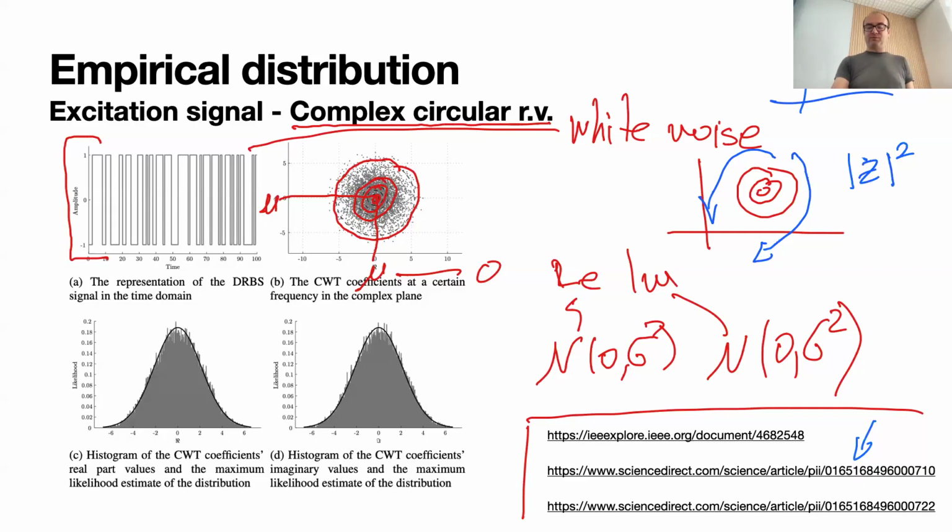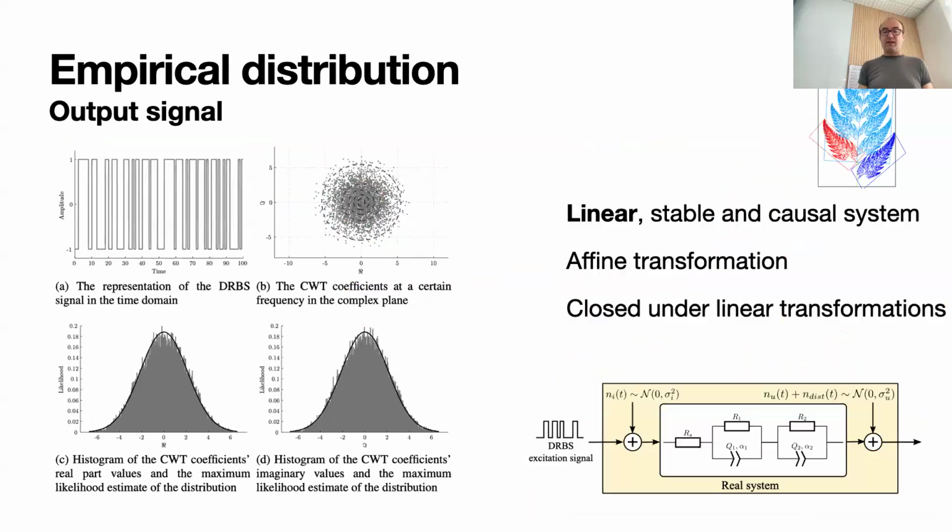But let's forget this for the time being. So why is this important? Well, we are putting a noise through a linear, and this is the really important part, through a linear state.